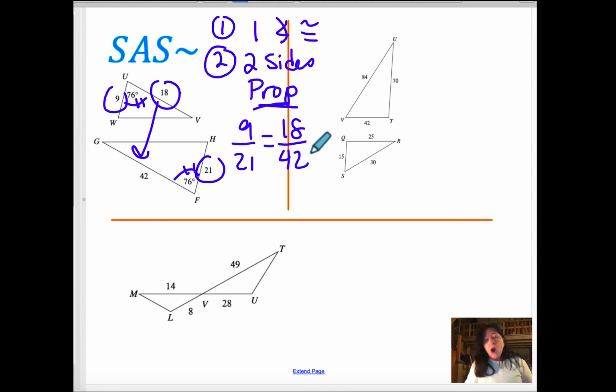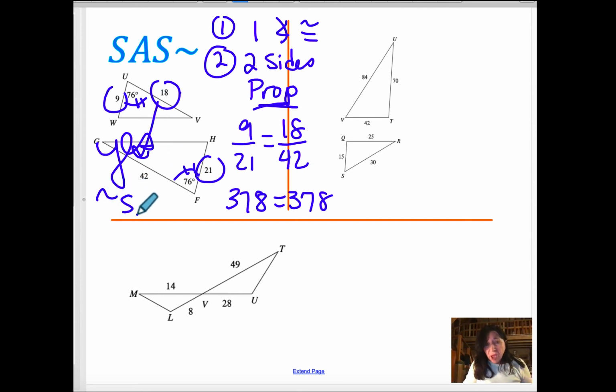And if they are proportional, then I'm going to cross multiply. I'm going to get equal values. So we're going to go 9 times 42 is 378. And does that equal 21 times 18? 378. So what that means is this is a yes. These two triangles are similar by side, angle, side similarity.